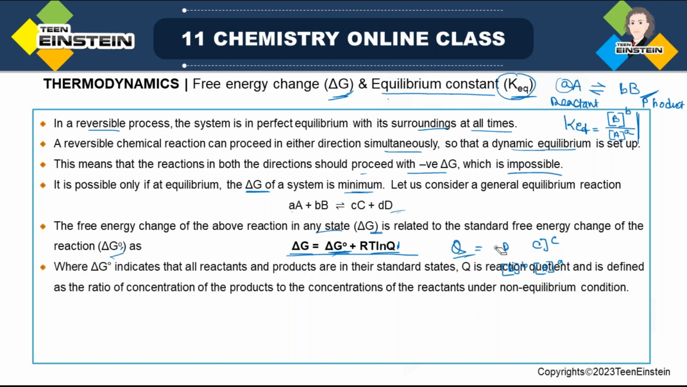Now, this del G naught indicates that all reactants and products, obviously, are under standard state, and Q is called the reaction quotient. And here I have already written the expression, but you can also define it. Q is the reaction quotient and is defined as the ratio of concentration of the products to the concentration of the reactants. But when it has not yet reached the equilibrium condition, under that condition you can write Q. But once it has reached the equilibrium condition, you cannot write Q anymore. Now you have to write K subscript equilibrium.